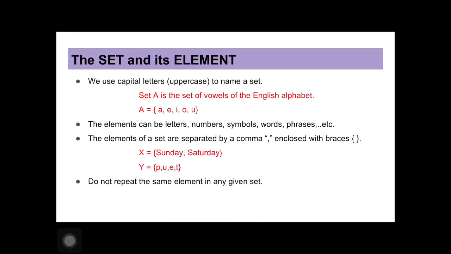Next, do not repeat the same element in any given set. For example, set M is the set of letters in the word baby. In here, you have two letter B's. So it will be given as M is equal to {A, B, Y}. You don't have to write B two times.